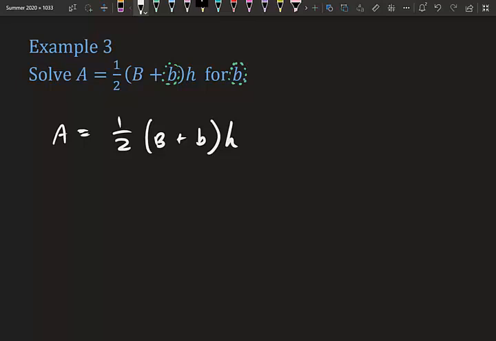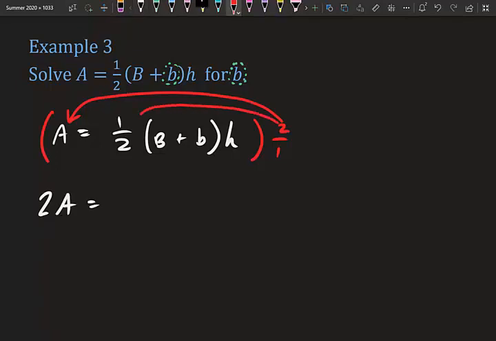We can avoid fractions. So to get rid of it, we just have to multiply it by its reciprocal. So we're going to multiply by the reciprocal. The reciprocal of 1/2 is 2 over 1, or just 2. So we're going to multiply everything by 2, or 2 over 1. So we have 2 over 1 times a, that's 2a. We have 2 over 1 times 1/2.